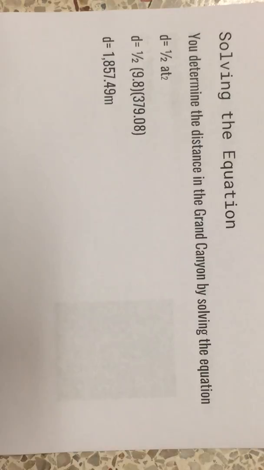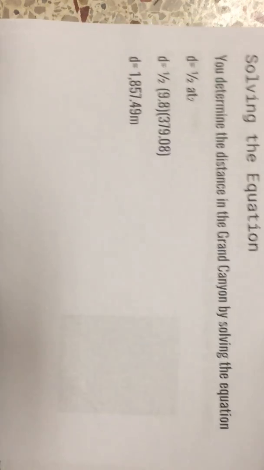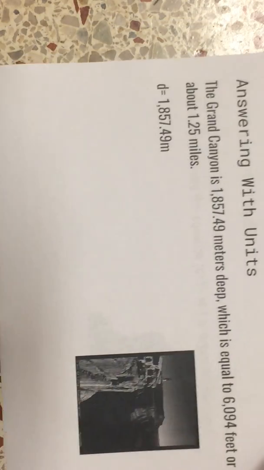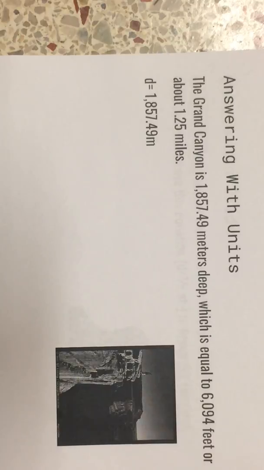Solving the equation. You determine the distance in the Grand Canyon by solving the equation. So D equals half AT squared. Distance equals half 9.8, pretty much just the equation. Answering with units, the Grand Canyon is 1,857.49 meters deep, which is equal to 6,094 feet, or about a mile, 1.25 miles.